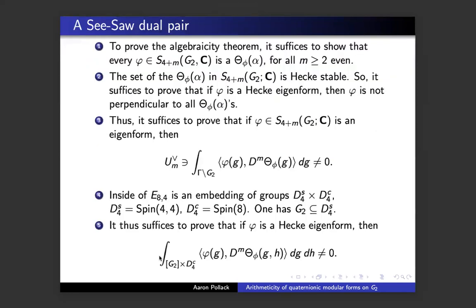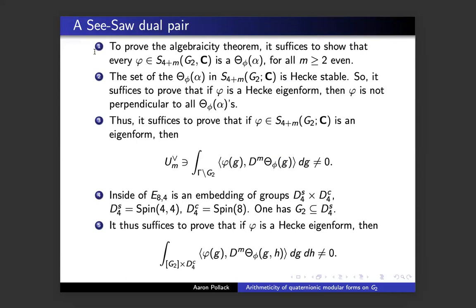So the second part of the proof of the algebraicity theorem is to indeed show that every cusform on G2 that's a modular form comes from this compact group of type F4. So that's bullet point 1 here. So how does that work?